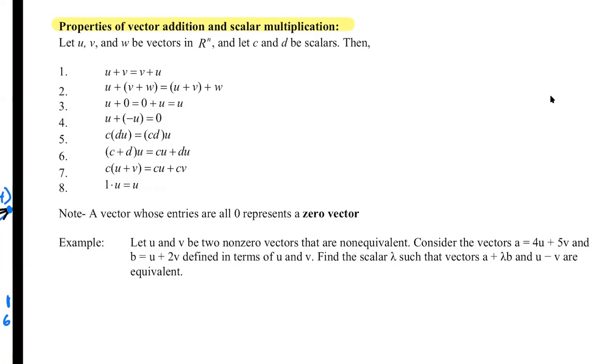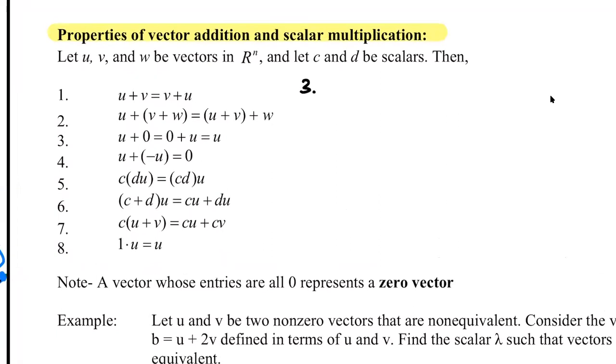additive identity relationship. If I add the 0 vector to some vector u, then we end up with vector u. Let me actually take a second and show you that one. All right, so I'm just going to say 3.